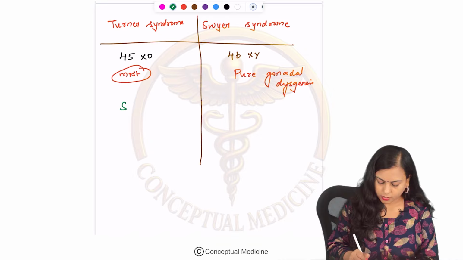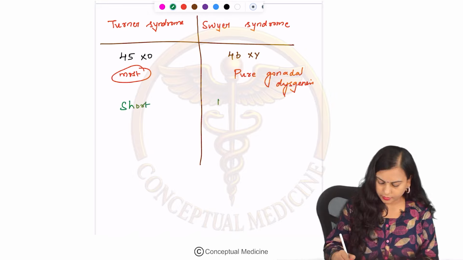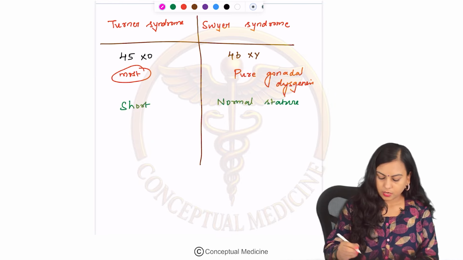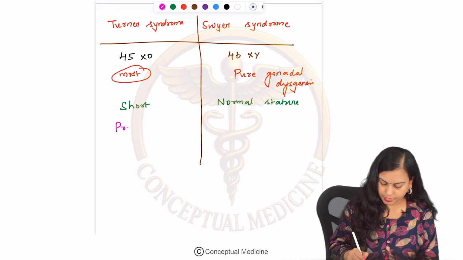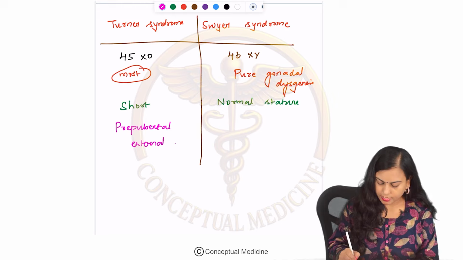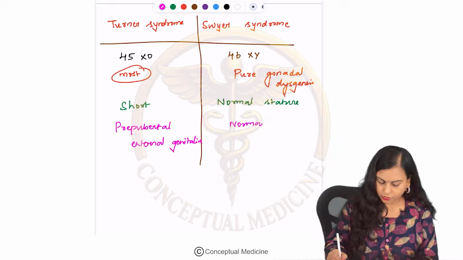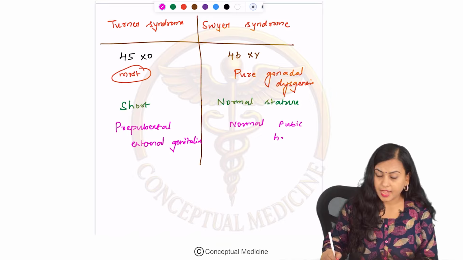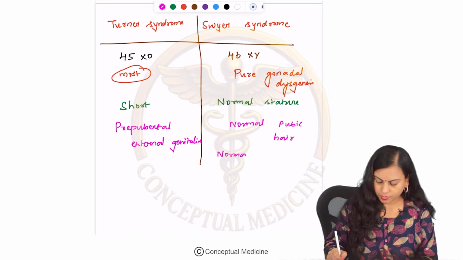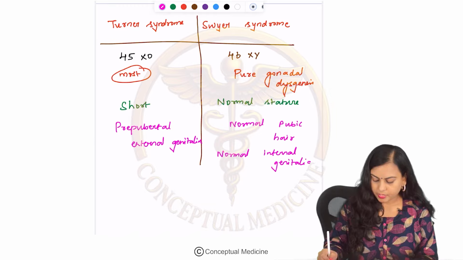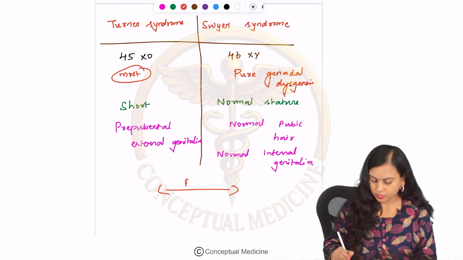Turners are short people, whereas in Swyer they will have a normal stature. In Turners, prepubertal external genitalia is seen, whereas in Swyers they will have normal pubic hair and normal internal genitalia. Breast is absent in both or poorly developed.